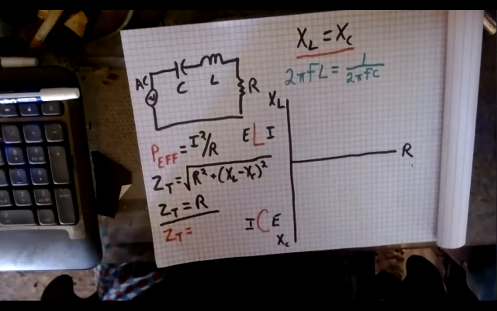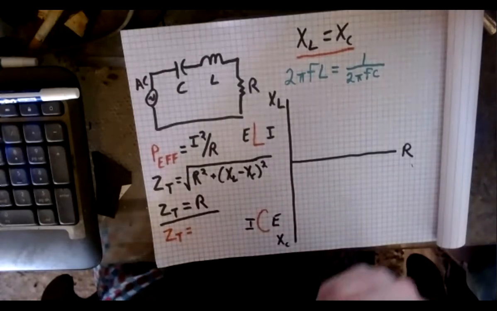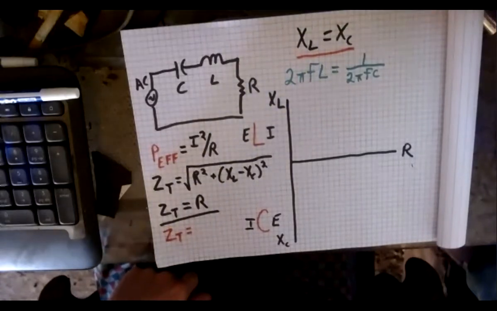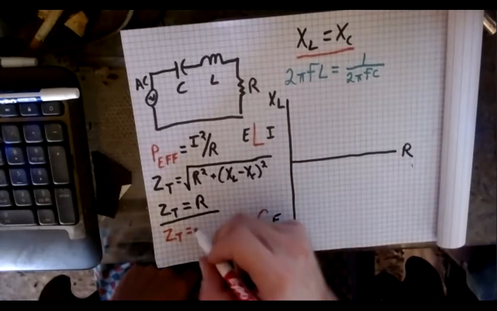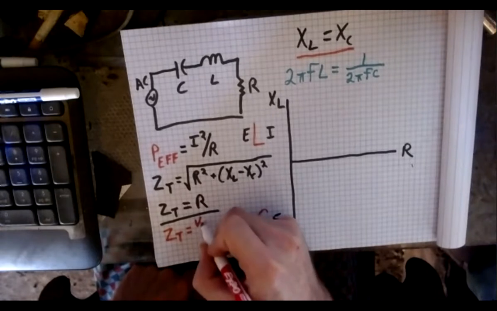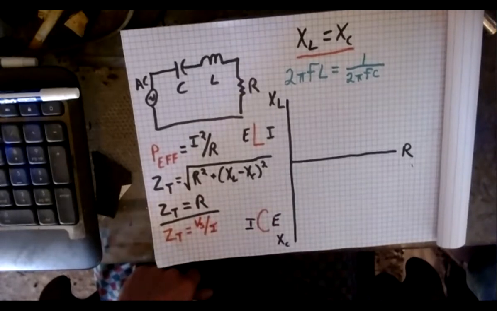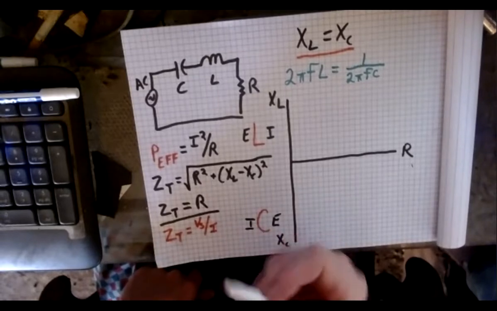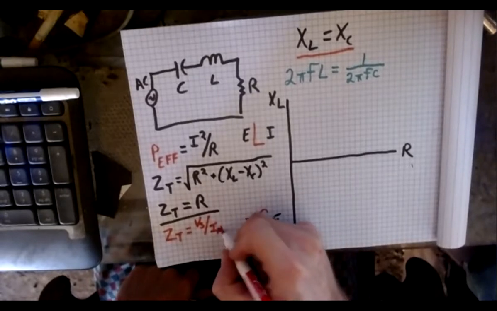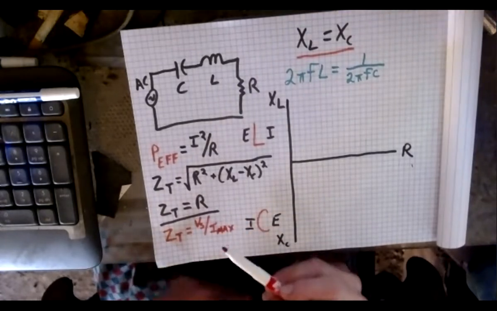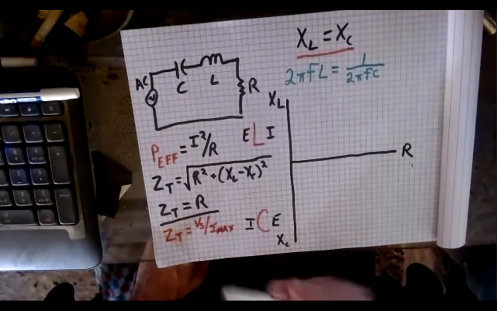So if E is equal to I times R, excuse me. All right, now R is equal to what? Or Z in this case is like so, right? Well, in this particular case, what we get is something called the maximum current.